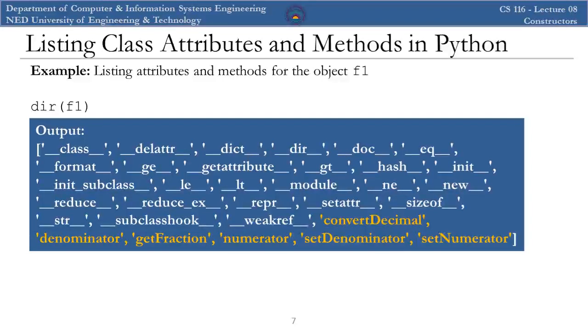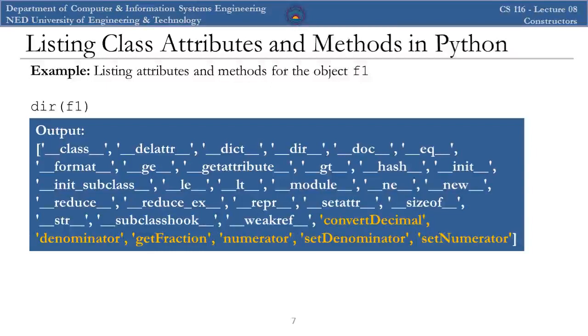Here you can see all the methods. Convert decimal was a method. Denominator was an instance attribute. And since we are running this dir function on an object, this instance attribute is visible here. It was not visible when we ran the same function on that class fraction. Then get fraction is again a method. Numerator is the instance attribute. Set denominator and set numerator are also methods. So here the difference is that this time the listing contains the instance attributes too, which were not there in the last example, right?